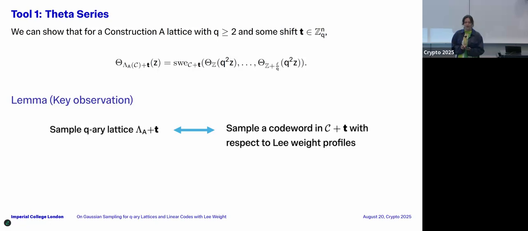So we can show for Q-ary lattices that the theta series is exactly given by the symmetrized weight enumerator of the associated code. And this helps us in our paper to come to this next key observation: sampling a Q-ary lattice is essentially equivalent to sampling a code word in its associated code with respect to the Lee weight profile.